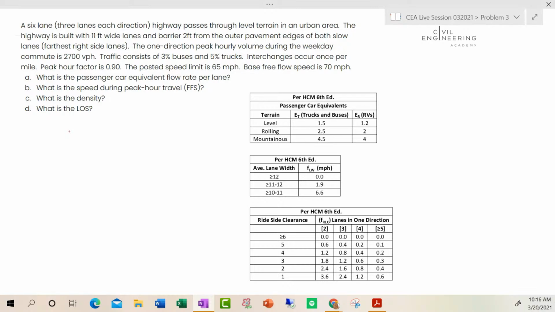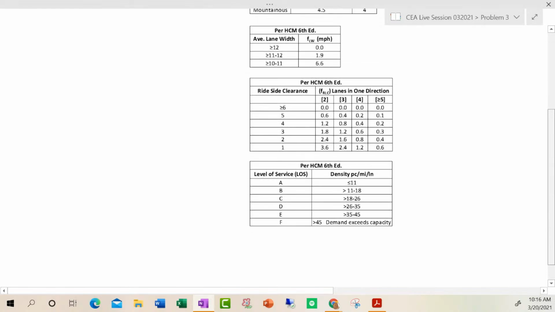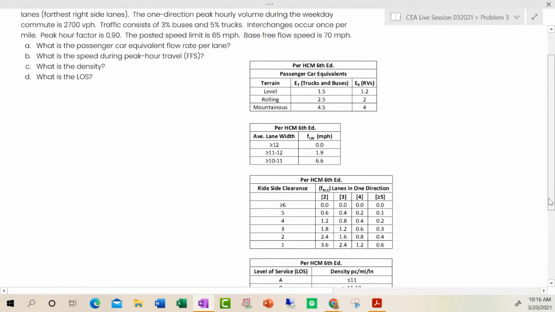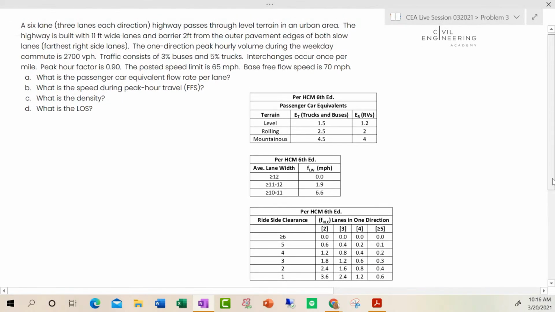And then we've got a series of 4 questions that we need to answer that we'll progressively go through. So first, what is the passenger car equivalent flow rate per lane? What is the speed during peak hour travel, or the FFS, which is the free flow speed? There's another name for that. What is the density, and what is the LOS, or level of service? And again, I've pre-populated all of the charts that we need, that again are all available in your Highway Capacity Manual. And these are taken from the 6th edition, and we'll be consulting these charts as we go through the calculations.